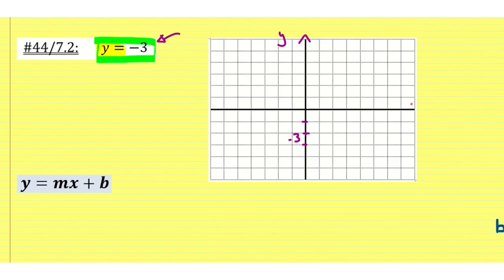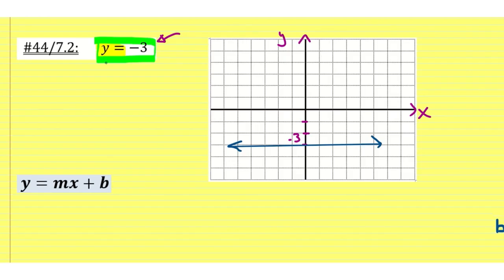It will never ever touch the x-axis. So it is going to be a horizontal line. So that is how we would graph it. And we can think of it just that simply.